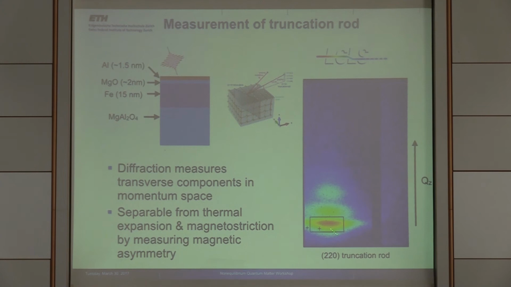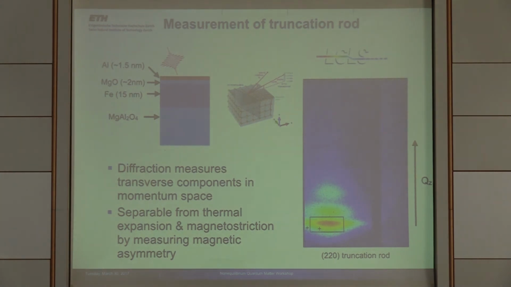This is a plot of the actual signal that we have on our detector, showing thickness fringes. These are interference fringes for the two interfaces here, which show that we have a high quality interface. And so what we're doing in the experiment is we take an intensity measure along what's called a truncation rod, and we look at the intensity of the light as a function of time. The effect of having a transverse or even any kind of phonon will be to modulate the intensity of the X-rays that are being scattered up like that.